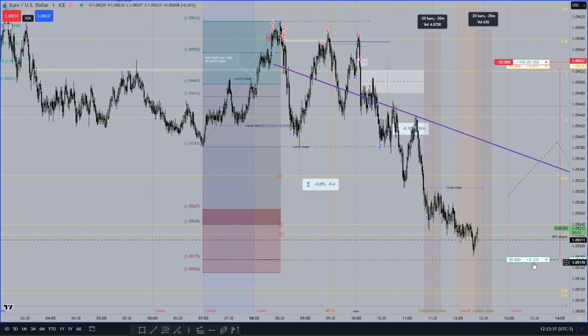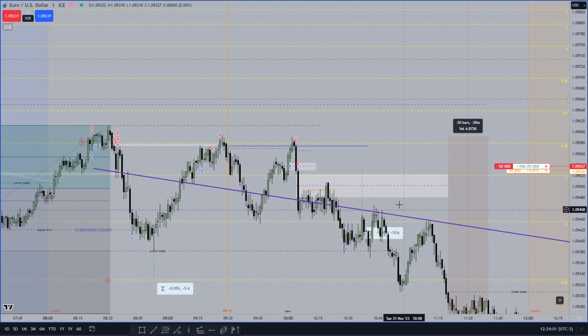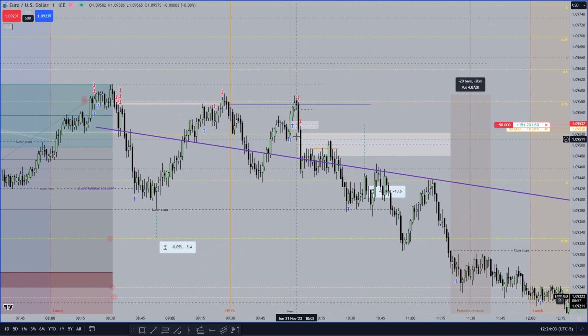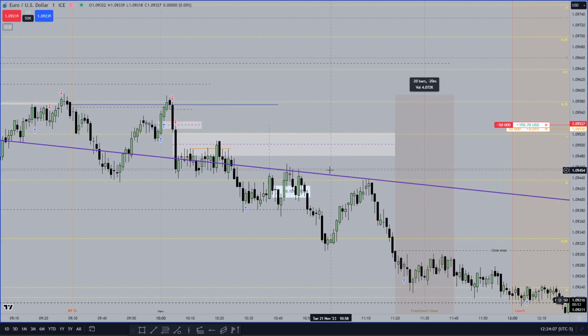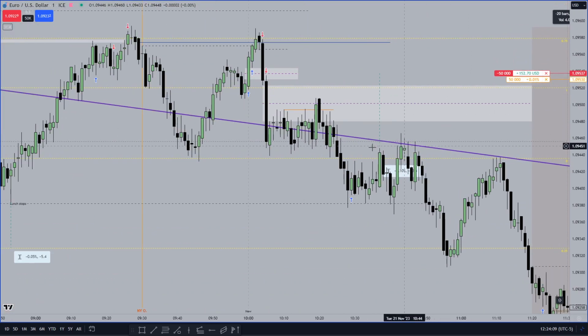So by the time it goes well, I'm planning to take out the final part of my position here. But anyway, I entered on the inversion fair value gap. It goes once again. Here I was looking at the DXY, because the instrument or currency that is the laggard is going to be the strongest for the rest of the day. So USD was the laggard.